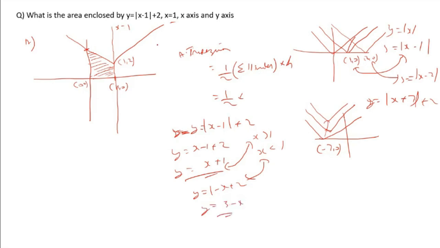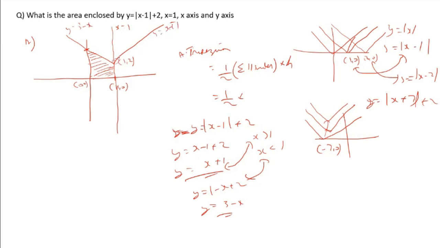So essentially, which is what I was getting at, right? I just told you that even if you don't know this graph, there is a way to derive it. So you know that for x greater than 1, the line would be y equal to x plus 1, which is this line. For x less than 1, the line would be 3 minus x, which is this line. So this part of the graph is nothing but y equal to 3 minus x. This part of this graph is nothing but y equal to x plus 1.